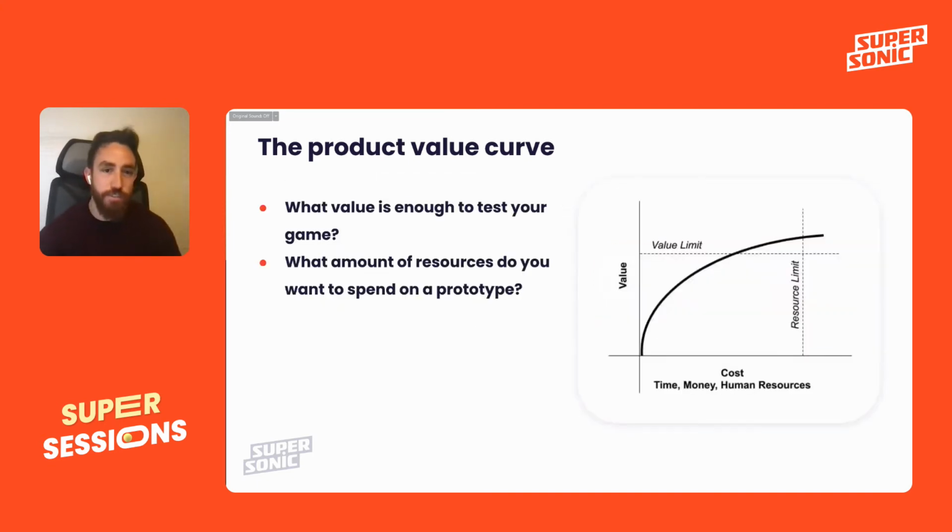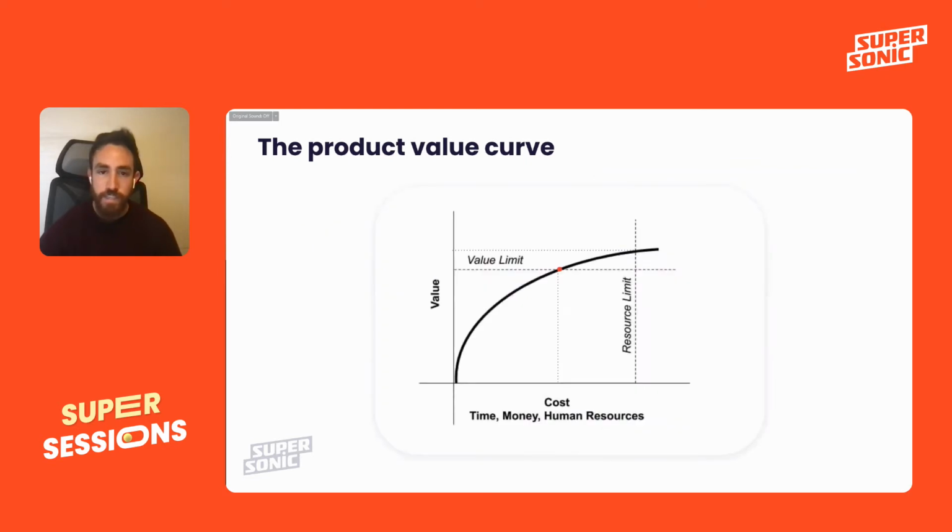So we need to ask ourselves, what value is enough to test our game? And what amount of resources do you want to spend on your prototype? As we can see again in this curve, there is a sweet spot, a point after which we are spending a lot of resources, could be time, could be money, paying salaries, could be your work, and we are not adding a lot of value to the product. So finding this sweet spot to test our game is key.